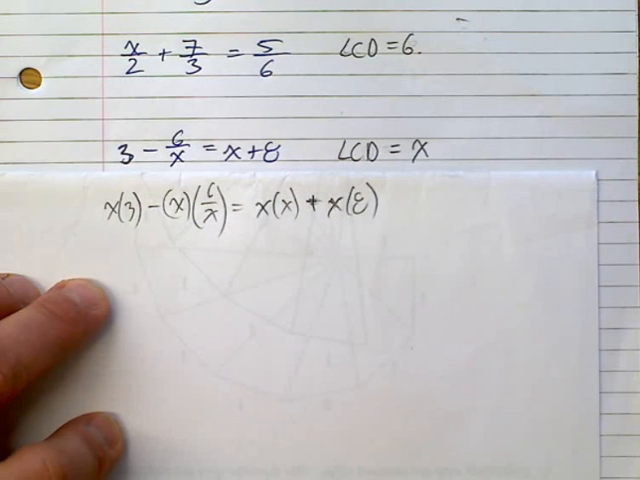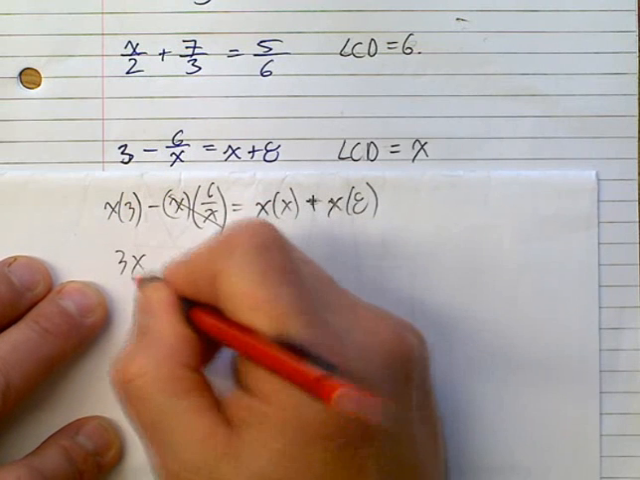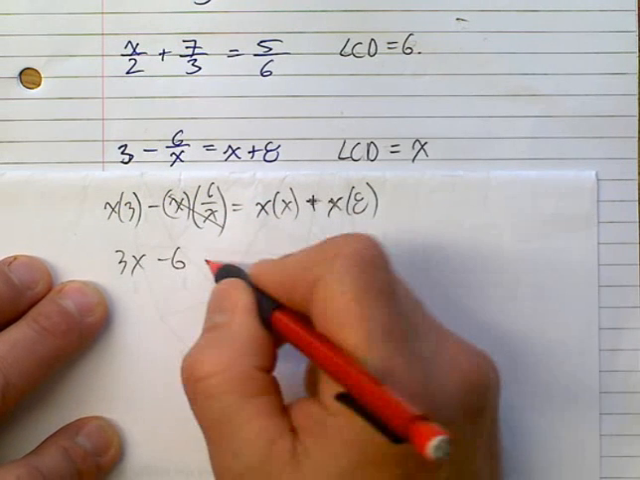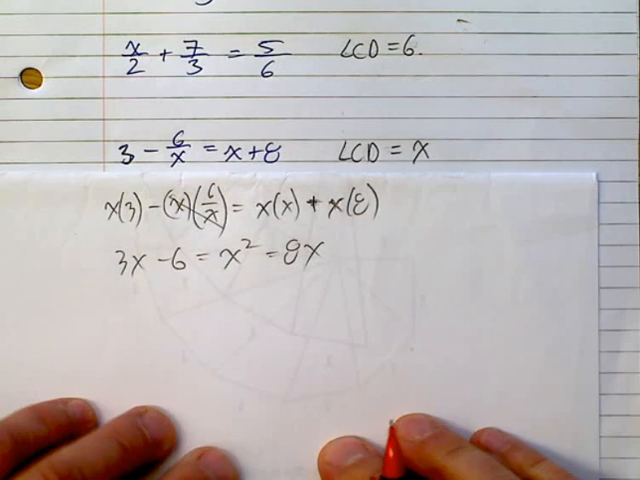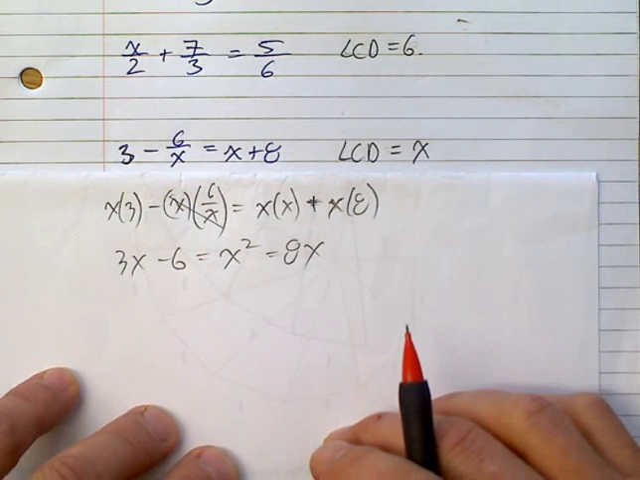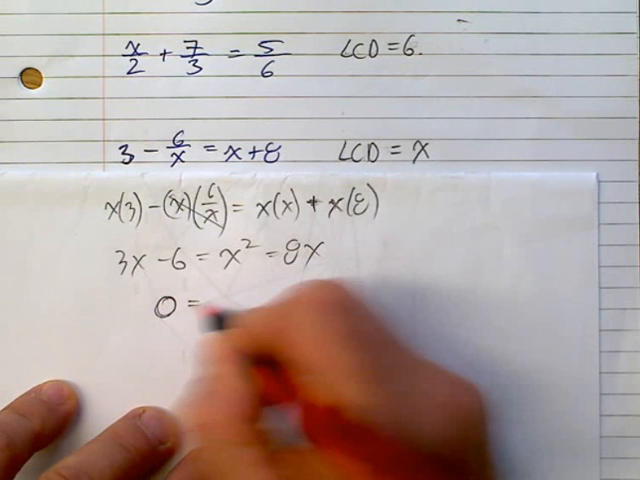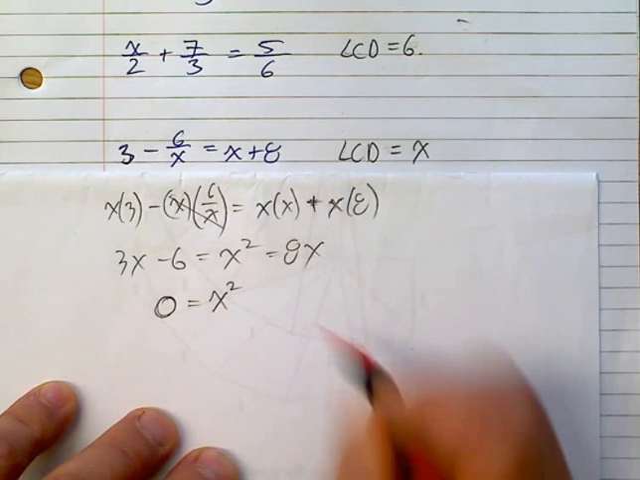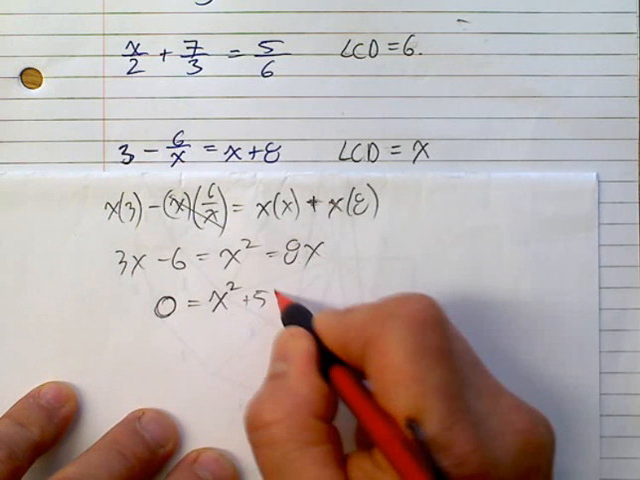Notice that this cancels. So here I have 3x, here I have minus 6, here I have x squared, and here I have 8x. You have a quadratic trinomial. Hopefully you remember that you can't just solve for x in this case. You don't make it x equals, you actually have to make it equal to 0. And then we find our factors. So let's put it in order. 8x minus 3x is 5x. Minus 6 becomes plus 6.